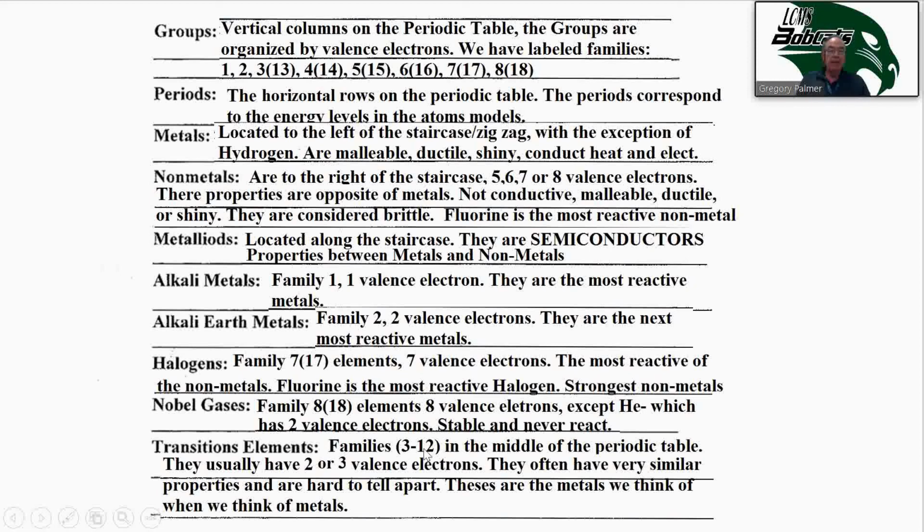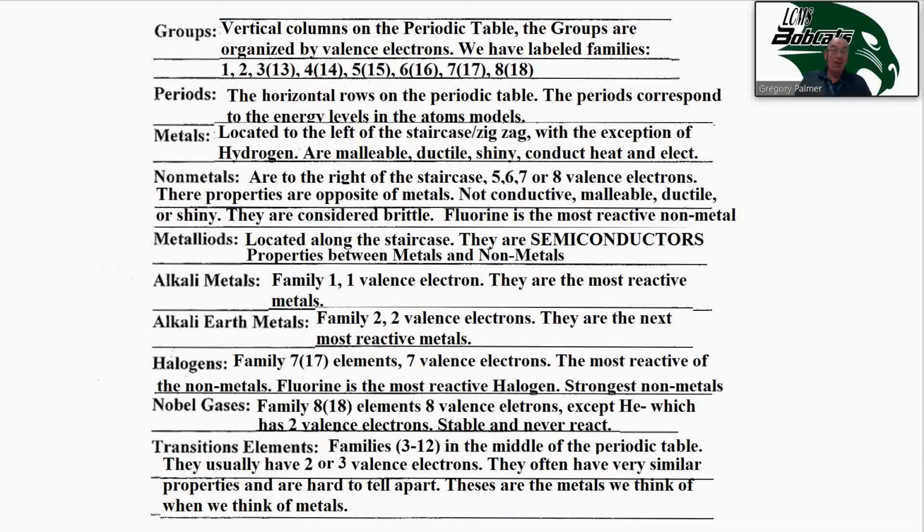Transition elements are in families 3 to 12 in the middle of the periodic table. They usually have 2 or 3 valence electrons because they transition from being like family 2 to being like family 3. They often have very similar properties, and they're hard to tell apart. These are the things that we typically think of as metal. Silver is silver, and nickel is silver, they're shiny, and they conduct electricity, and so that's what it means when they have similar properties and are hard to tell apart. And these are the metals that we think of when we think of metals.